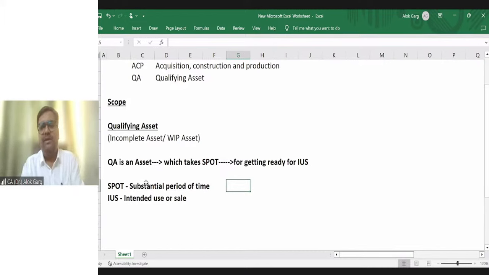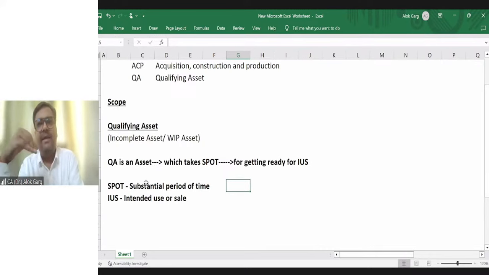It could be more than 3 months. It could be more than 6 months. It could be more than 9 months. Sir, if the question comes in the exam, then what will we do? For example, the question says that the construction of a factory is getting completed in 6 months, and the company has taken a loan on the construction of the factory. Sir, whether we should capitalize the interest cost or not? If the question asks, then first of all, you will say that we are assuming that this 6 months is a substantial period of time.